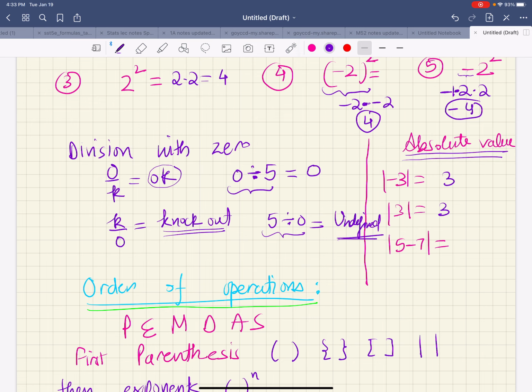In the next problem, we have more than one number inside my absolute value. So I'm going to simplify that first. 5 minus 7 is negative 2. And then absolute value of negative 2 is positive 2. Okay, so you want to simplify within first.